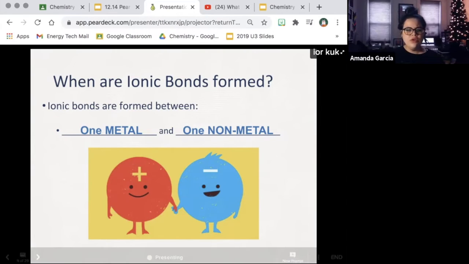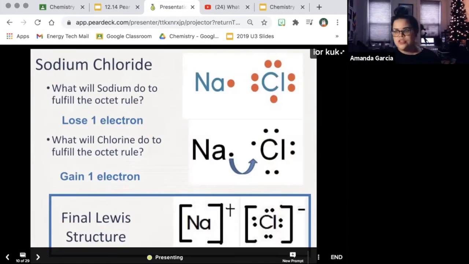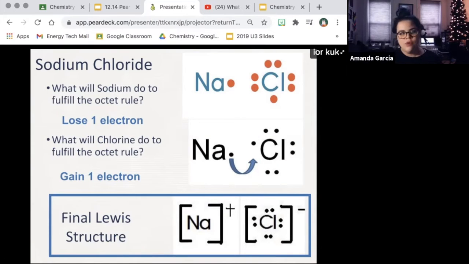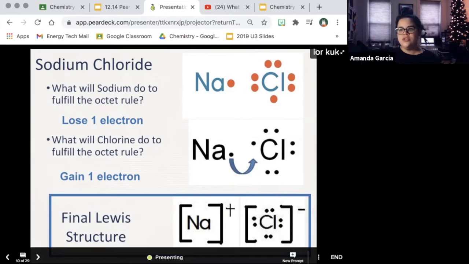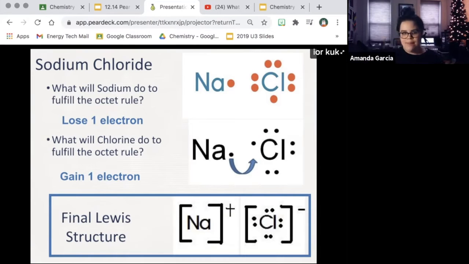Okay, and so the example we went over when we first talked about the different types of bonds was sodium chloride. This one's going to be talked about in a lot more detail in the video we watch here in a moment. But the reason why sodium and chlorine work so well together is that they have what each other wants. Sodium wants to lose an electron, chlorine wants to gain. So chlorine has an open spot to take that electron from sodium, and everybody becomes happy.